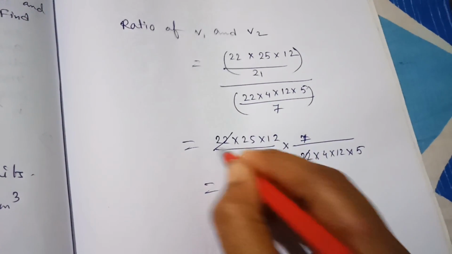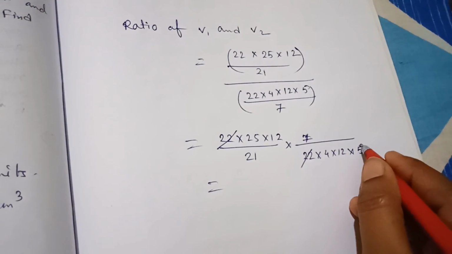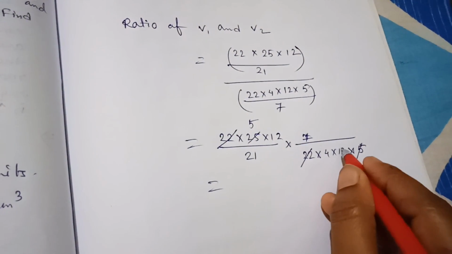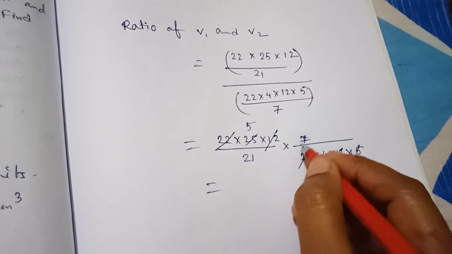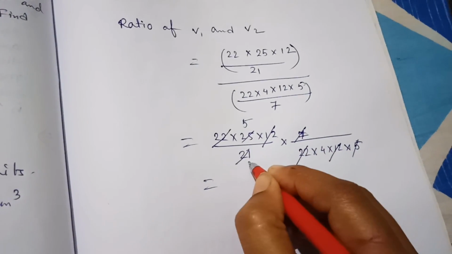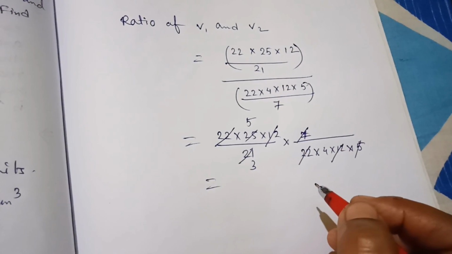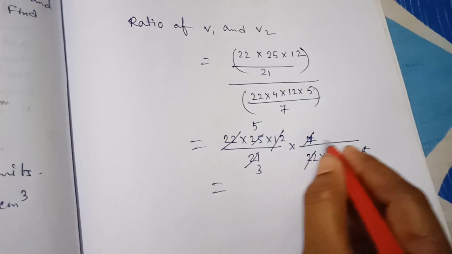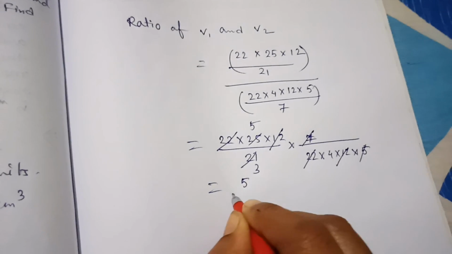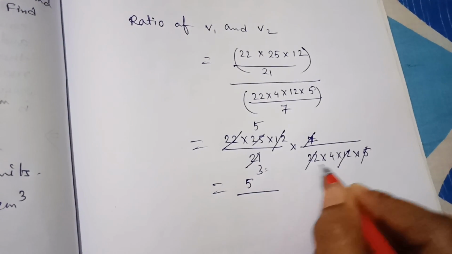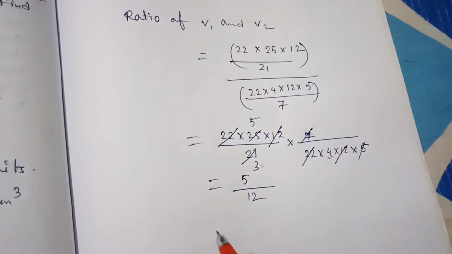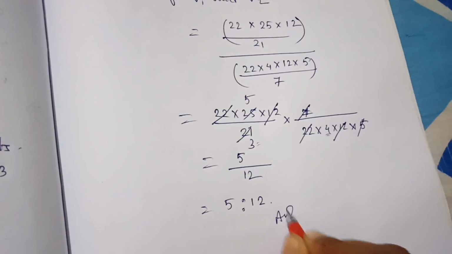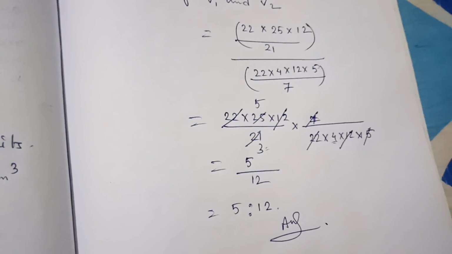Look, 22 will be cancelled out. 5 5s are 25, 12 will be cancelled out, 7 3s are 21. So there is nothing else. In the numerator we have only 5, and in the denominator we have 3 and 4, that means 12. So the ratio is coming as 5:12, and this is the final answer.